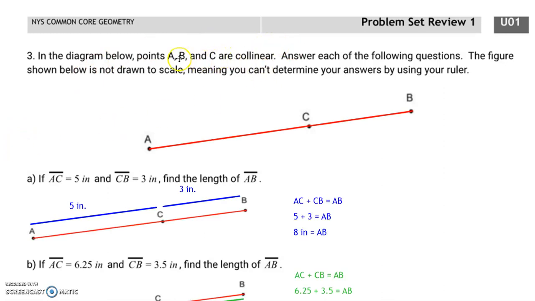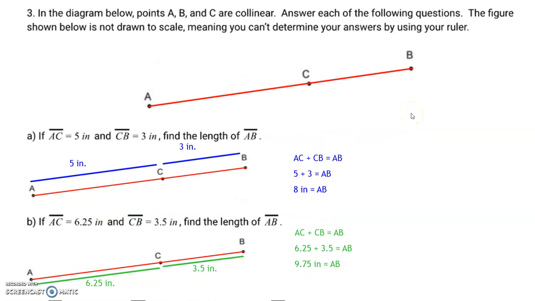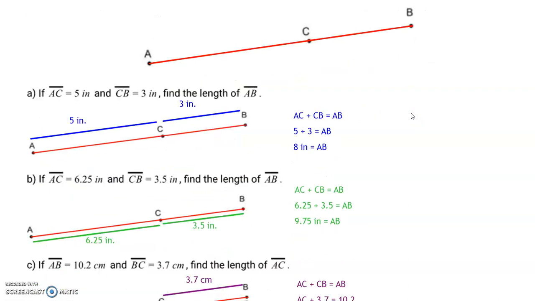Alright, we were told that A, B, and C are collinear. Collinear means they're on the same line. One important thing to note here is that this line segment is made up of 2 smaller line segments. It's made up of AC and CB. And we know that AC plus CB should be equal to the entire length, which is AB. That's a fact that we use in all of these questions.